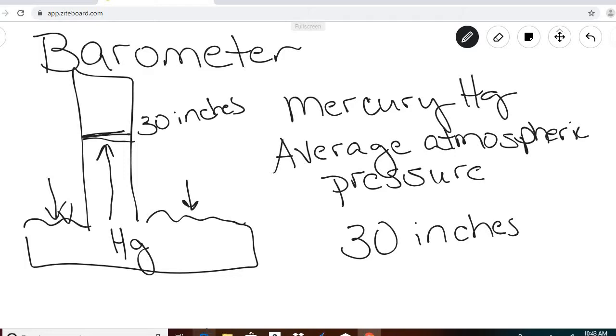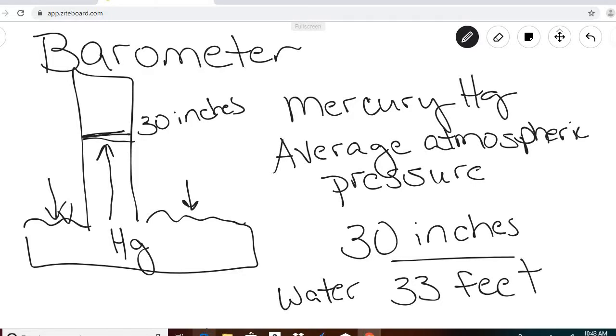And the reason we don't use water is that water is not as dense as mercury. The same pressure that causes mercury to rise 30 inches would cause water to rise 33 feet. So obviously you'd have to have very, very tall columns of water to measure just an average atmospheric pressure. So barometers use mercury rather than water because of that.